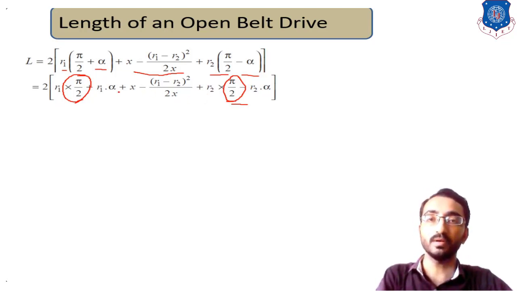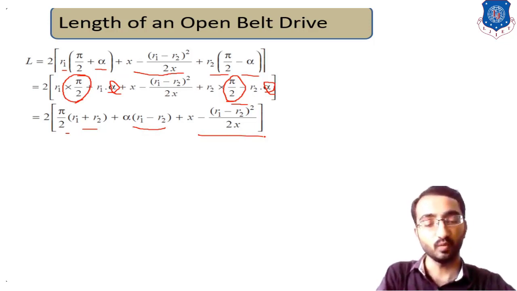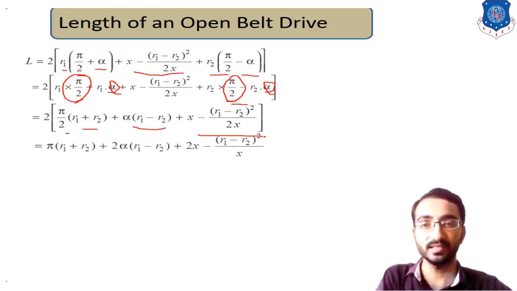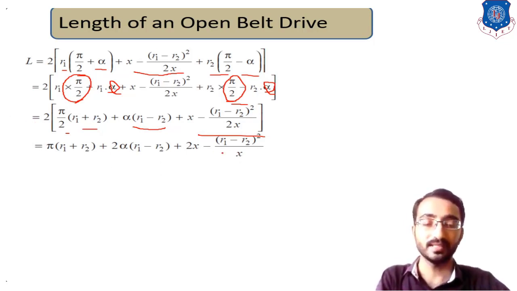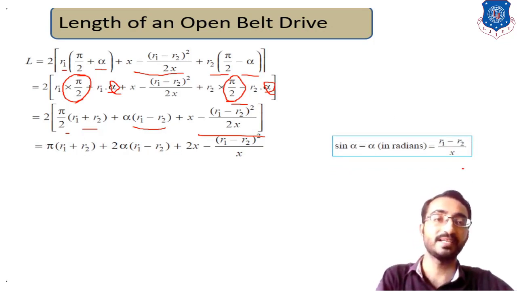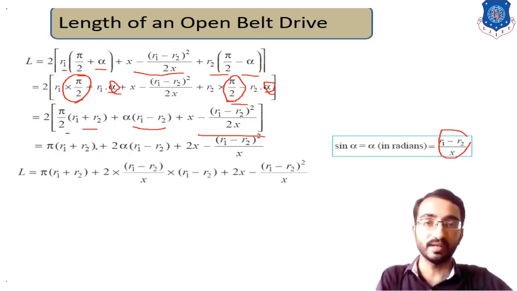Similarly we can take the angle alpha as common also. If you take common alpha from both the terms and pi by 2 from both the terms, your equation will become 2 times pi by 2 into (r1 plus r2). Over here alpha taking common, so (r1 minus r2), and this second term can be written as it is. Okay, so now we can put the value of alpha in this equation. So by simply multiplying these two inside, we will simplify this equation and put the value of sin alpha, that is equal to (r1 minus r2) upon x, that we have derived in the previous slide.